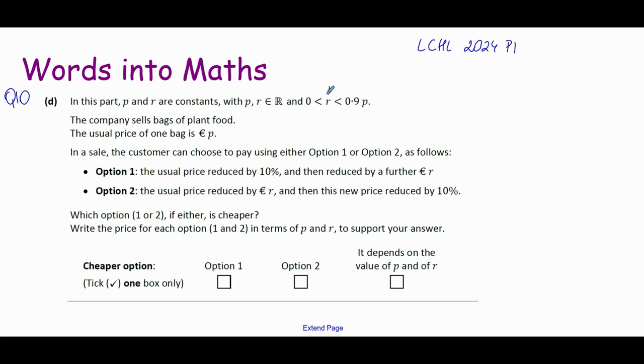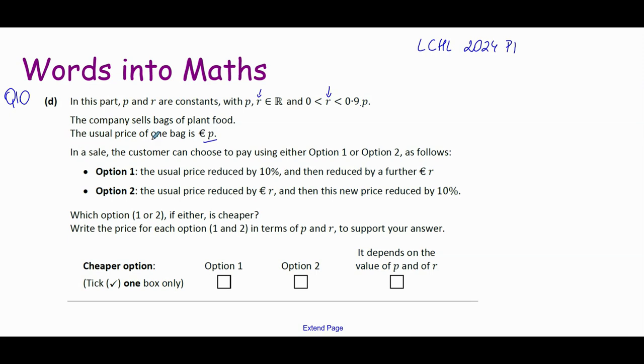And then they are giving us additional description about R, that second letter, that it is a positive number because it's greater than 0, but it is less than 90% of P. Okay. Now, the company sells bags of plant food. The usual price of one bag is Euro P. So P means the number, the price value. So I don't know, plant food, I don't know, 6 euro or 10 euro, whatever you want to pick.